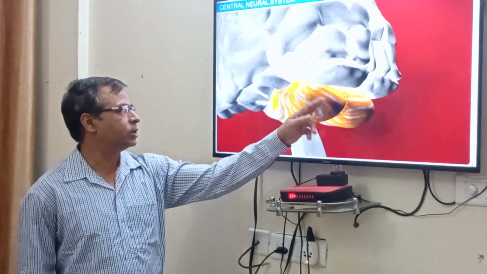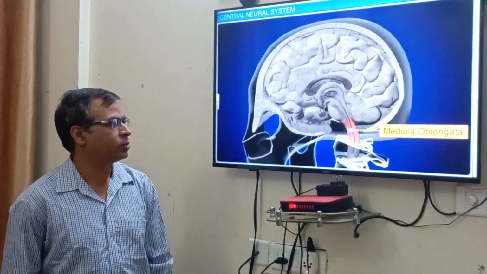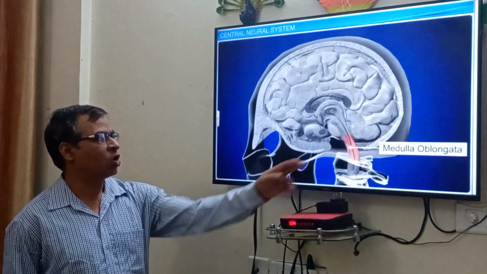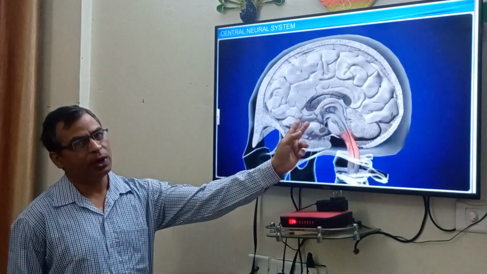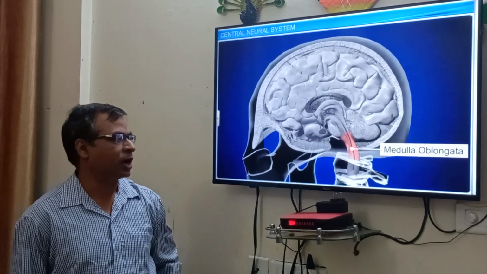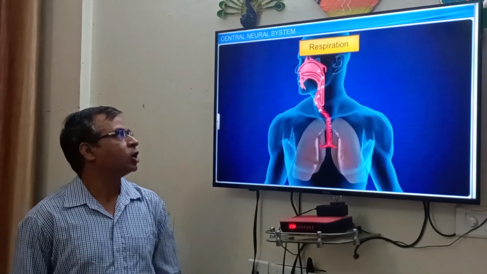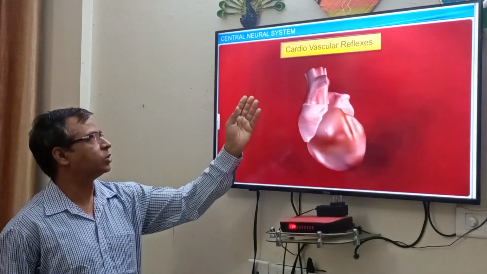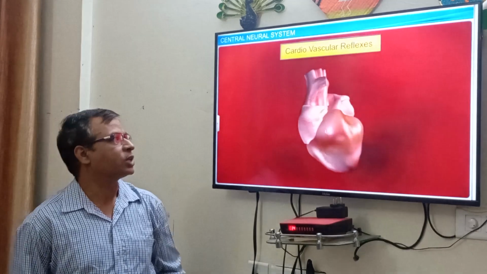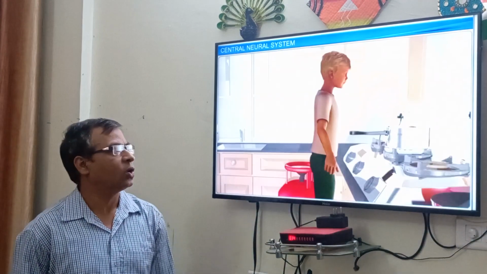These are all controlled by the cerebellum, not cerebrum, cerebellum. And this is the medulla oblongata. It is the link between the brain and the spinal cord, so the medulla oblongata is connected to the spinal cord. It controls blood pressure, respiration, cardiovascular reflexes, and gastric secretions.